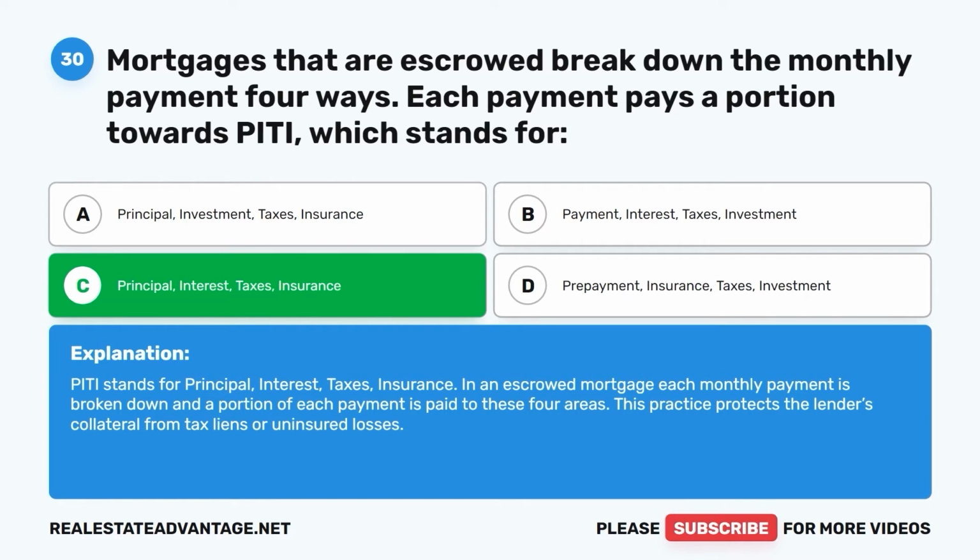PITI stands for Principal, Interest, Taxes, Insurance. In an escrowed mortgage, each monthly payment is broken down, and a portion of each payment is paid to these 4 areas. This practice protects the lender's collateral from tax liens or uninsured losses.